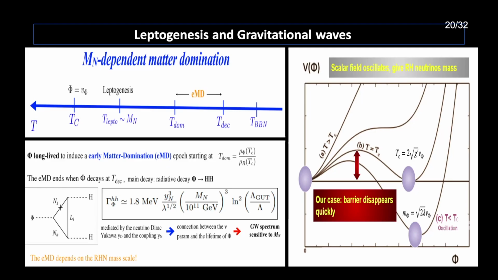Not zero. So typically, to have a matter domination with this kind of coupling, a loop generated coupling, you need the tree level interaction to be of the order of 10^-10, or less than 10^-10 or something like that.